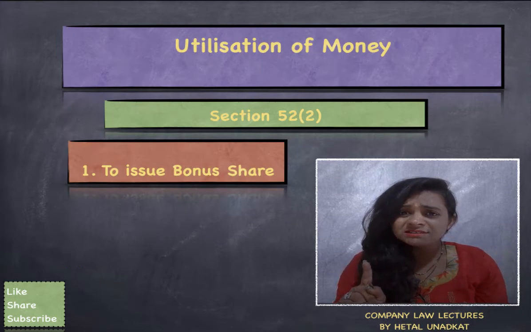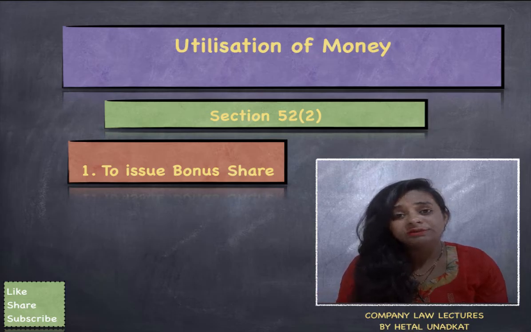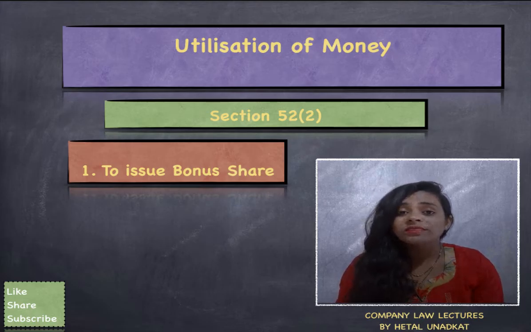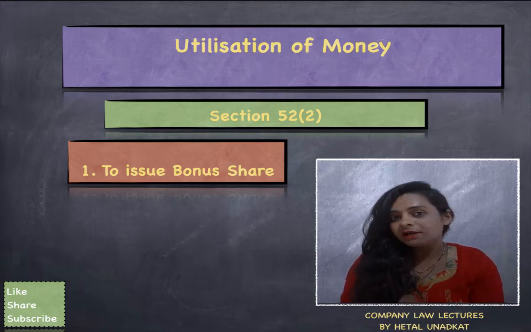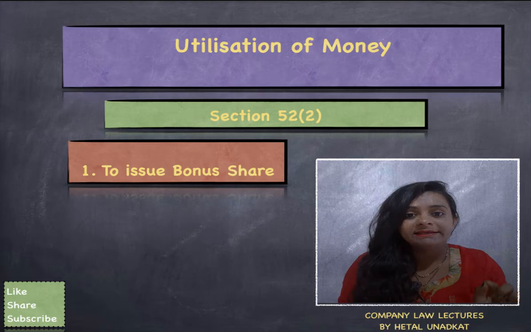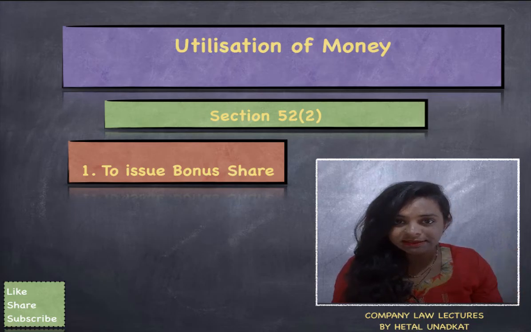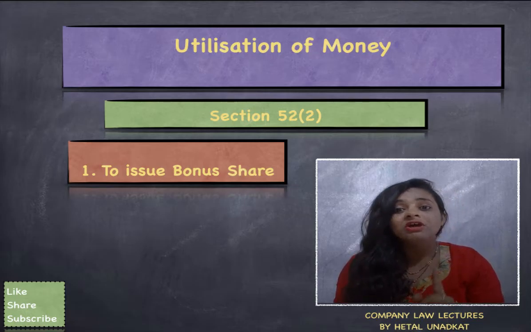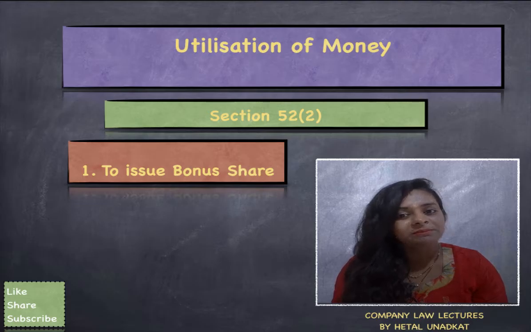The first place where you can use the security premium amount is to issue fully paid bonus shares. What are bonus shares? Those which we give to our existing shareholders without cost, free of cost, that is, it is a bonus from our side to our shareholders. So we give bonus shares to our existing shareholders, that are fully paid. That amount is covered from the security premium account. That is our first utilization of the security premium amount.